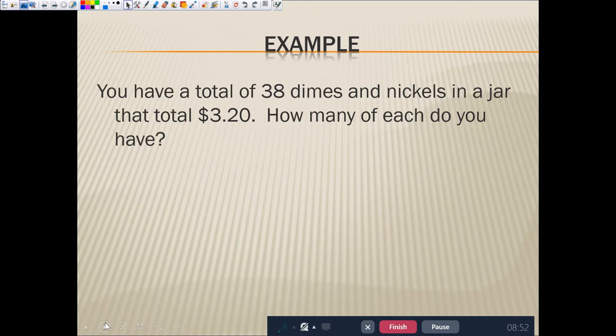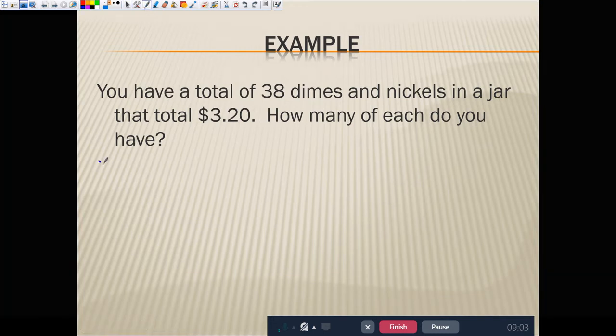Alright, you have a total of 38 dimes and nickels in a jar, $3.20. How many of each do you have? So I'm looking for how many of each. So my x and my y, I need to identify my variables. What would be x? Dimes. And what would be my y? Nickels. And I'm going to add my x plus my y to equal how many of both do I have? 38.